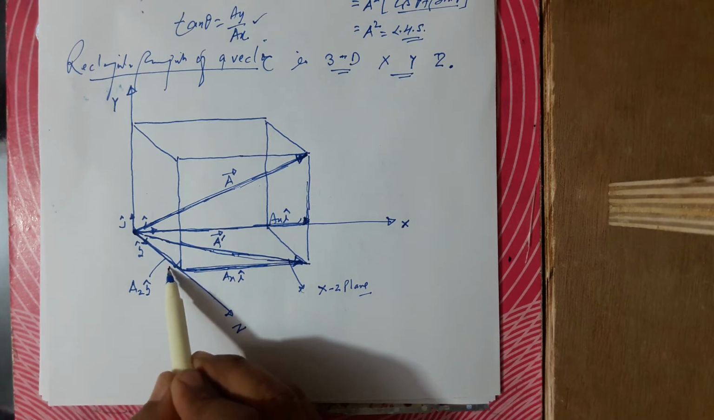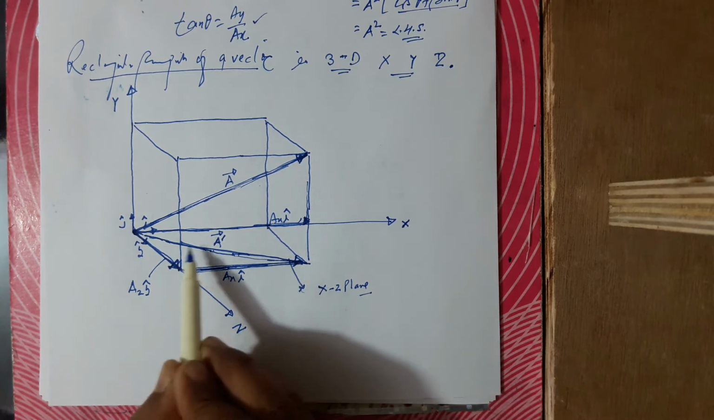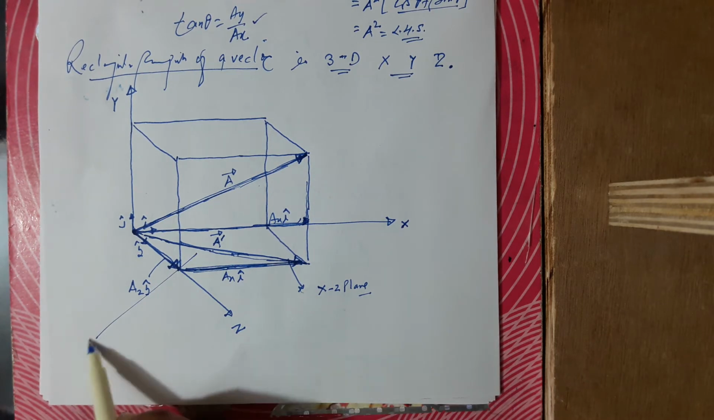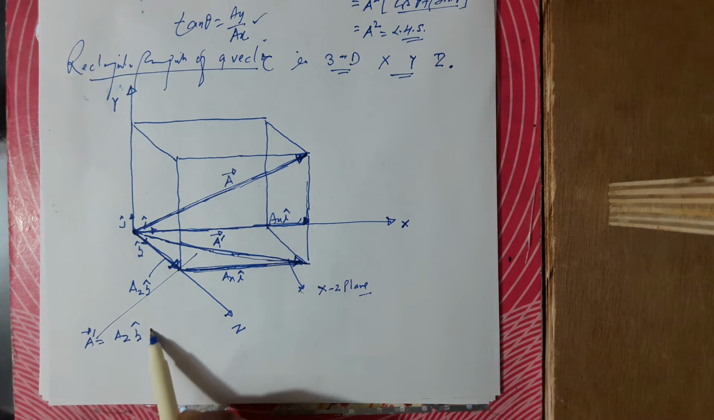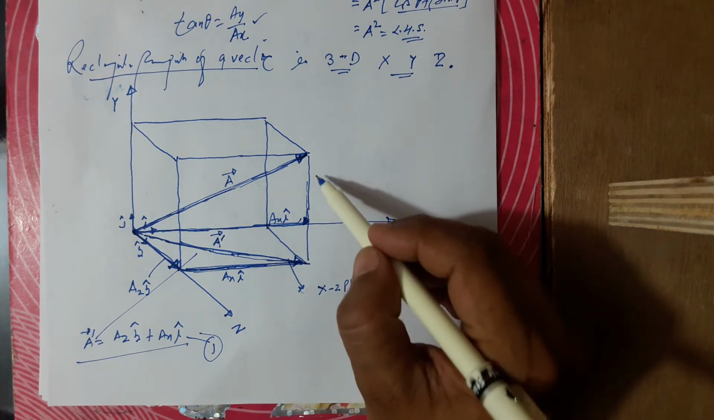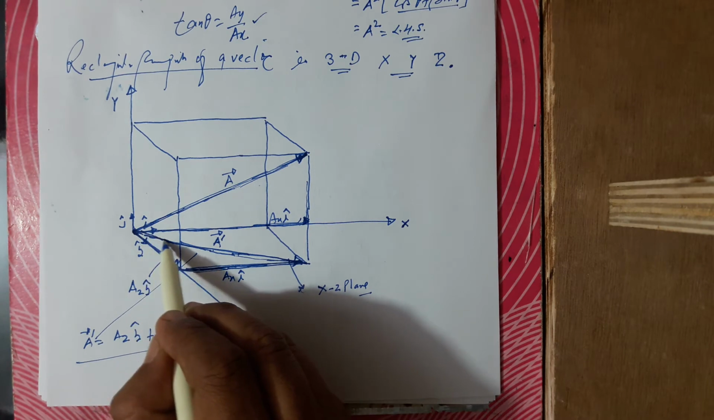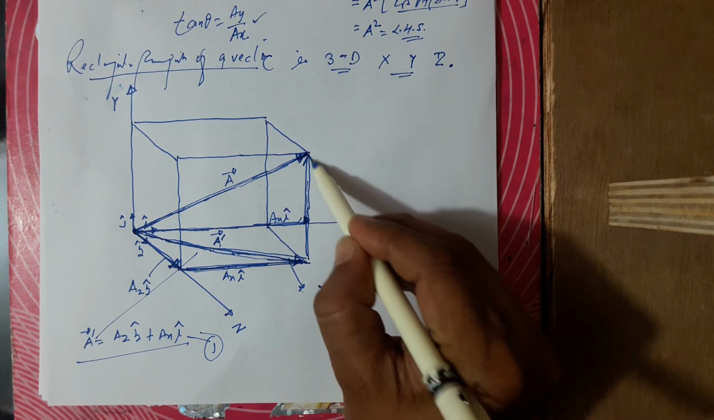So by triangle law you can say this az k cap, this ax i cap is equal to a dash vector in this triangle. A dash vector equal to az k cap plus ax i cap. This is, you can say, equation 1. And my dear student, you can take this triangle, this one, and then this one.